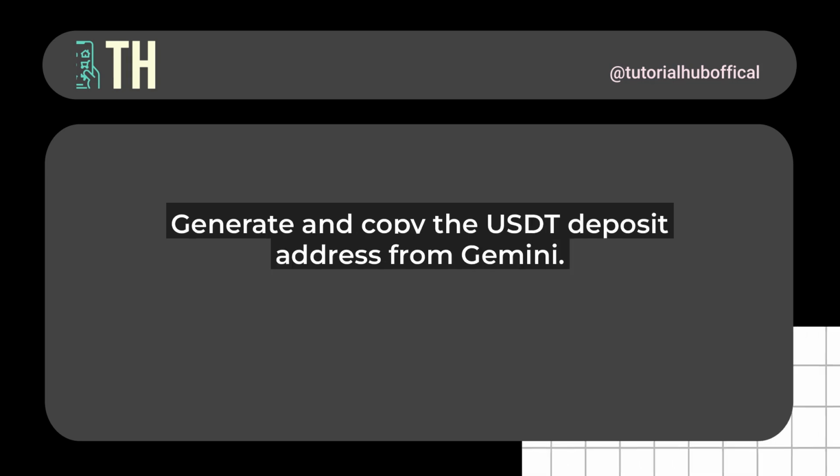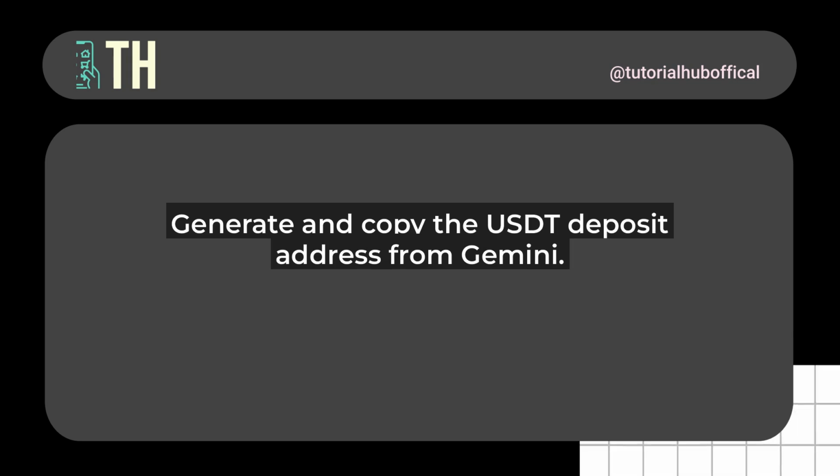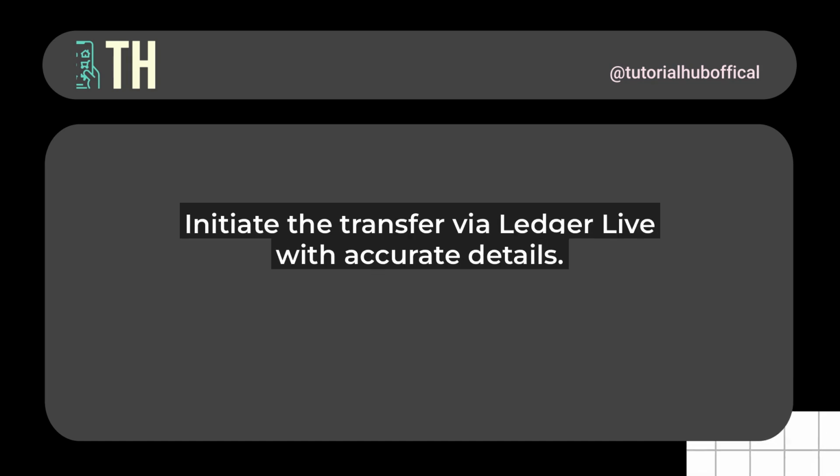Now, for the transfer. In Gemini, you'll need to generate a deposit address for USDT. Copy that address carefully. It's your destination. Back on your computer, use a secure wallet interface like Ledger Live to initiate the send. Select USDT from your Ledger wallet, enter the Gemini address, and specify the amount you want to transfer.